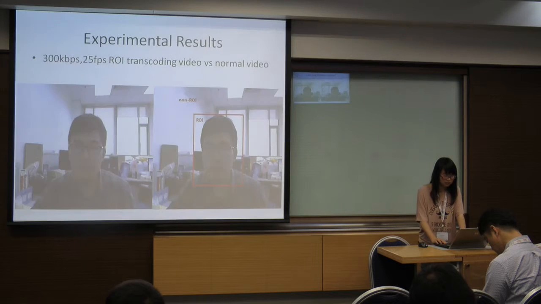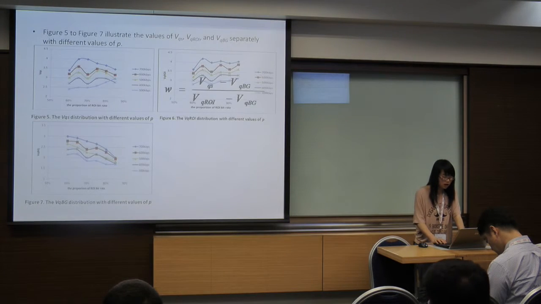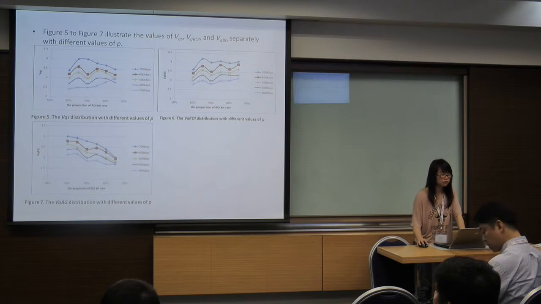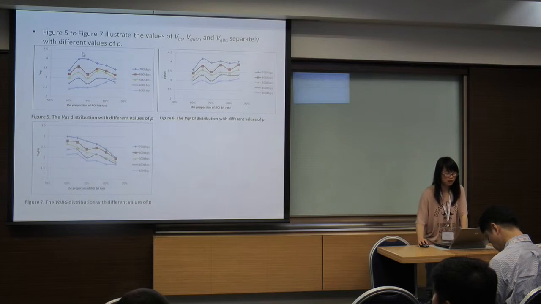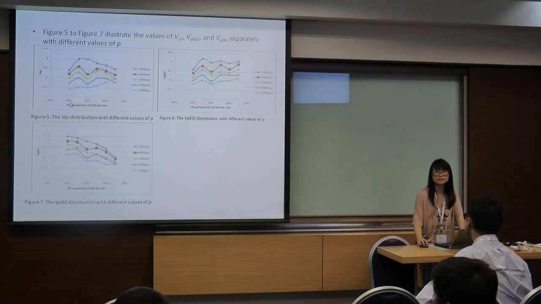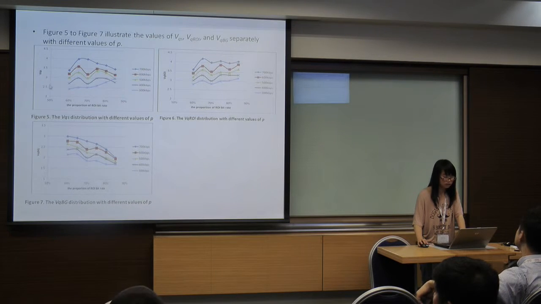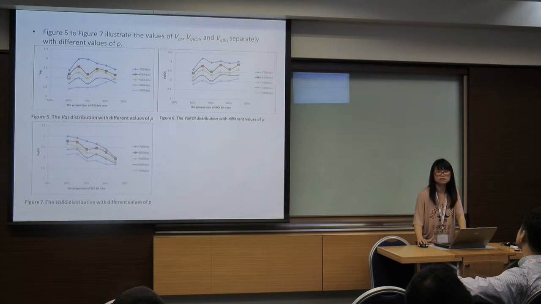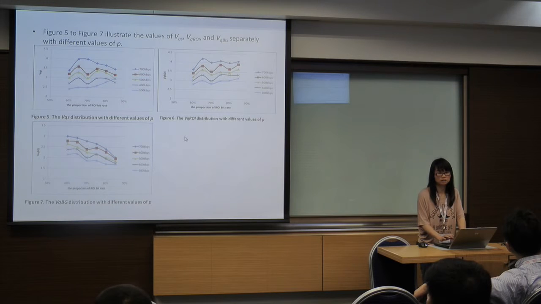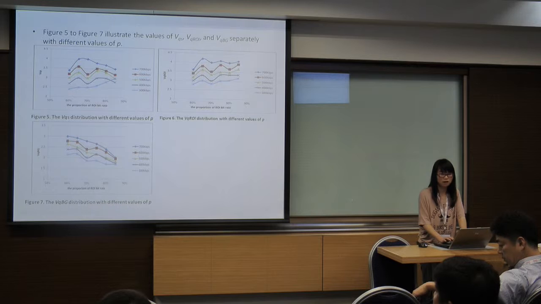Yeah, I got your question. About the first question, is the weighting vector W double, right? First of all, there are many experimental test sets about it. We set the bit rate proportion of the ROI region to values such as 60%, and then we calculate the video subjective quality, and then we calculate the W value, right? This is the ROI region, the bit rate proportion of the ROI.